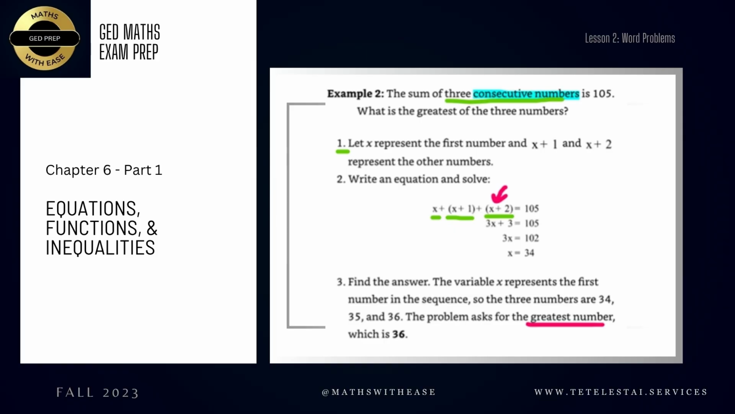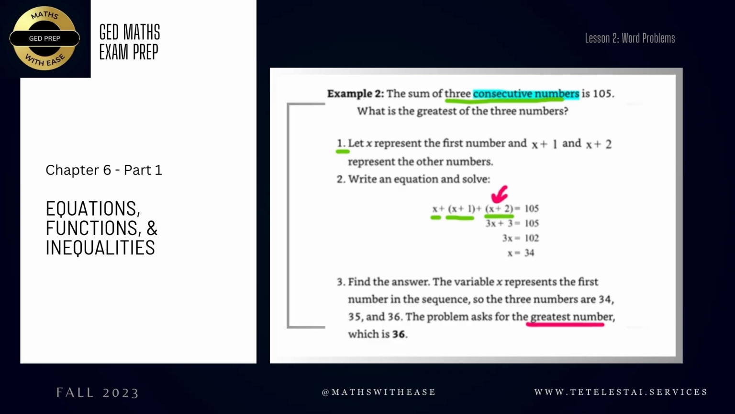x plus 1 is our next consecutive number, plus x plus 2 equals 105. The equal sign is in the middle, and 105 is the value on the right-hand side of our equation. So then you just simply drop your parentheses to add your like terms. x plus x plus x is 3x, plus 2 is 3.